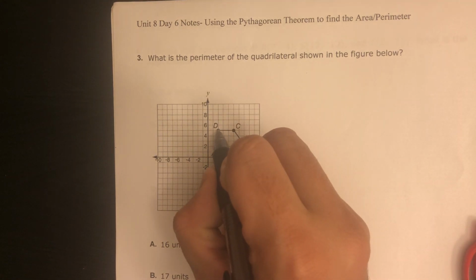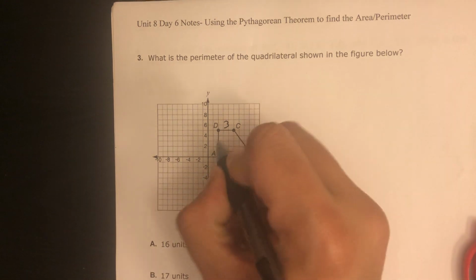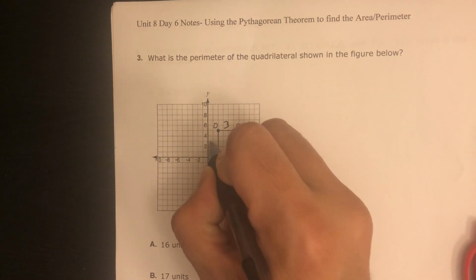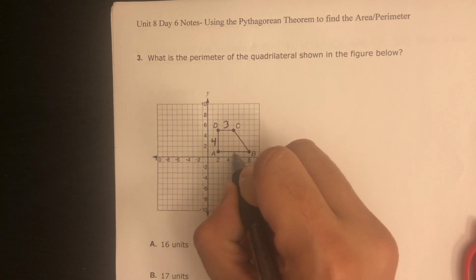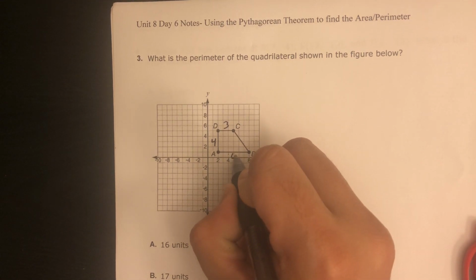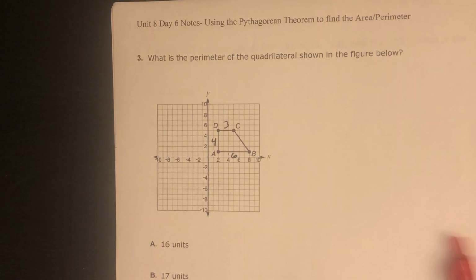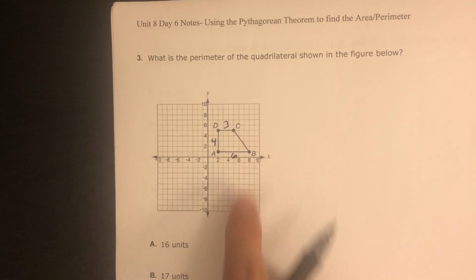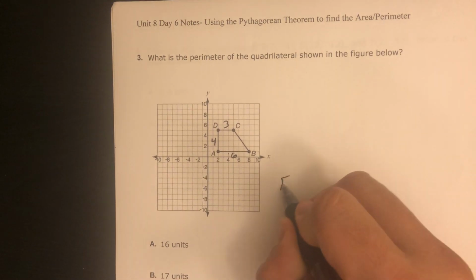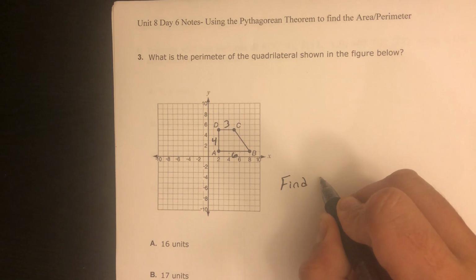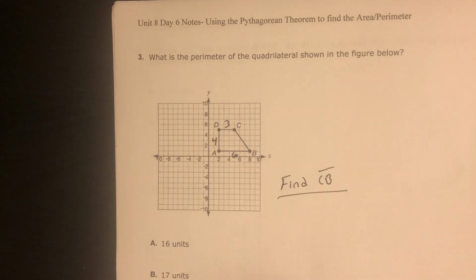From D to C, that's 1, 2, 3. So we know that's 3 units there. From D to A, it's 1, 2, 3, 4 units there. From A to B, it's 1, 2, 3, 4, 5, 6. Let me double check. 1, 2, 3, 4, 5, 6. Okay? Now the only one we're missing is CB. And because that's a diagonal, I'm going to have to use my Pythagorean theorem by creating a right triangle.